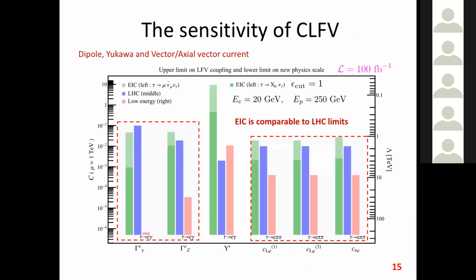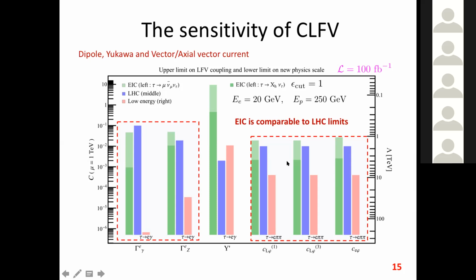Here I just come back to our first conclusion. As I said before, the light gray here is for the EIC and tau to muon, the blue is for the LHC, and the red is from the Belle data. And the conclusion is that the EIC is comparable to the LHC. Of course, here we just use a luminosity of roughly 100 inverse femtobarn as an example, because in the future maybe you could get more data, so you could get a stronger limit.